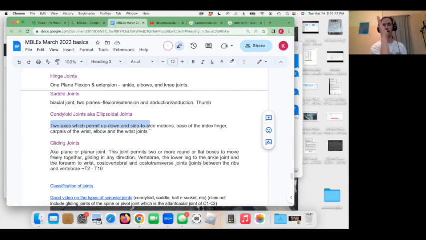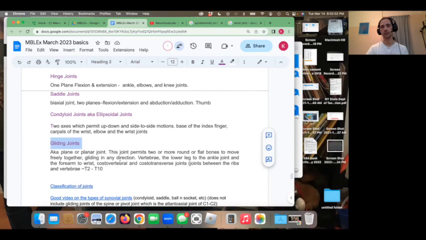This socket also allows for circumduction. I don't know why that's not listed here, but I'm circumducting right now, so clearly it does that. All right, gliding joints. This one was a little confusing for me at first, but you just have to remember that the vertebrae are gliding joints.